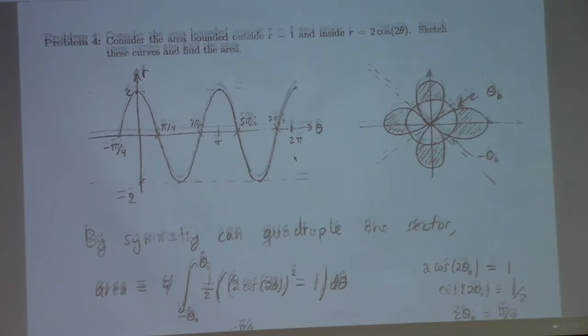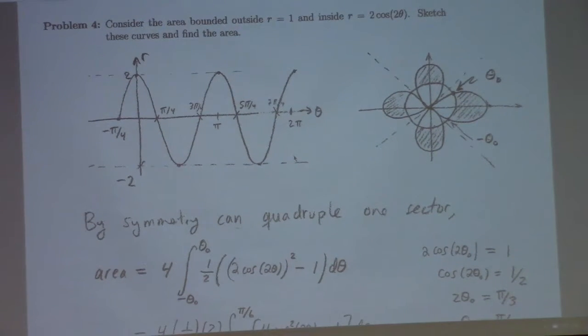This one's more fun. Area outside r equals 1 and inside r equals 2 cosine 2 theta. Again, I make a graph of r equals 1; I don't need to think about that. I know what that is. That's a circle. Okay, this one I have to think about. So r equals 2 cosine 2 theta, and the r theta is like this.